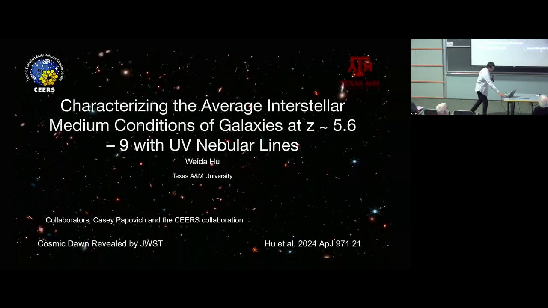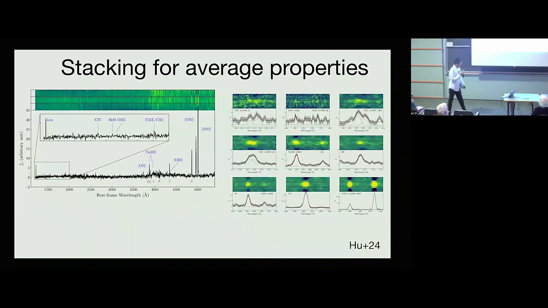So in this work, we take the opportunity of the deep Cycle 1 spectra to stack them and construct a composite spectrum to study the average galaxy properties. We select the galaxies from the Cycle 1 JADES and CEERS surveys. We constrain the redshift range from 5.6 to 9 for the wavelength coverage from carbon IV to oxygen III. We normalize the spectra by their UV luminosity and perform the median stacking.